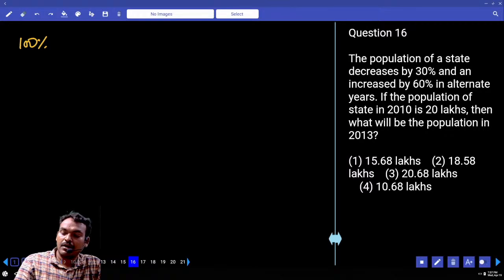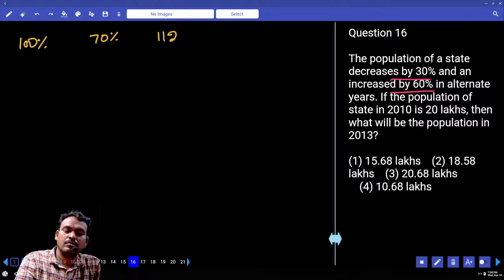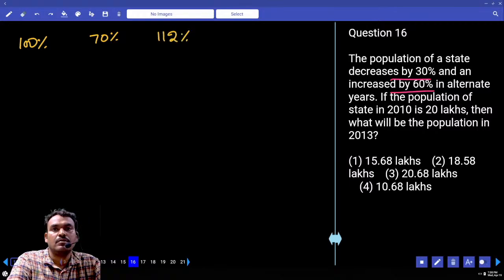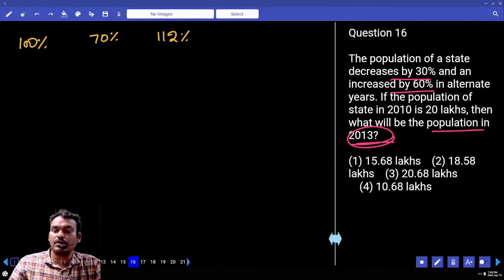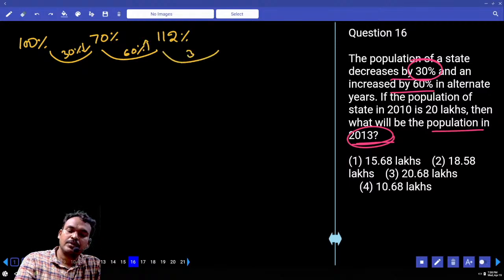2010 to 2011, how much percent is decreased? 30%. After decrease, 70%. Again, how much percent is increased? 60%. What is the 60% of 70? 42. 70 plus 42, 112 or not? That is which year value? 2012. Again, we required which year value? 2013. Again, we are subtracting how much percent? 30%. First year 30% decreased. Second year 60% increased. Again, third year 30% decreased.